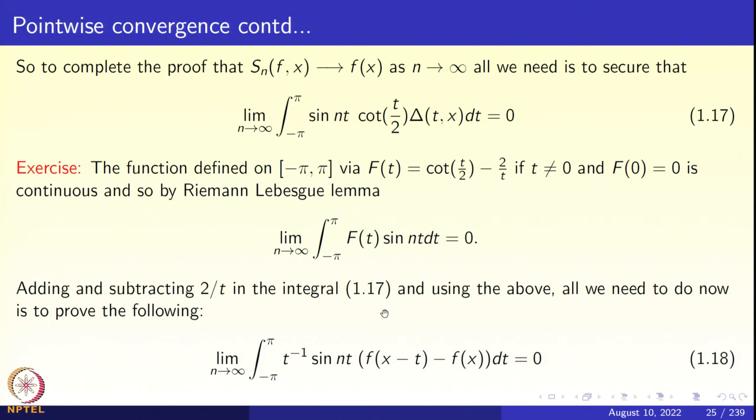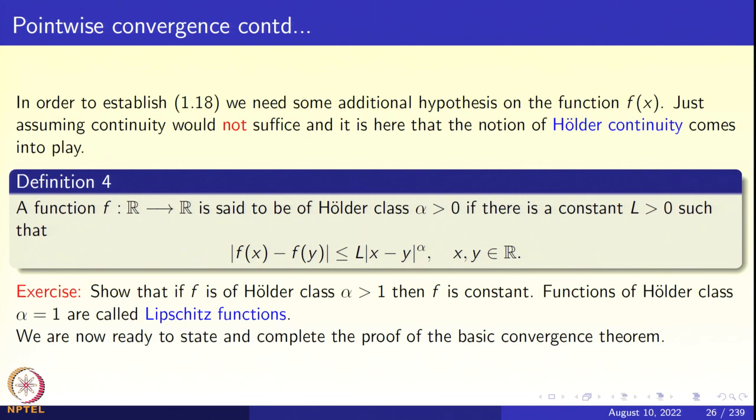So now we bring in the hypothesis of Hölder continuity. A function f from R to R is said to be Hölder continuous of class alpha if mod f of x minus f of y is less than or equal to L times mod x minus y to the power alpha for all x, y in R. Here L is a constant, alpha is a positive constant, L is also positive.